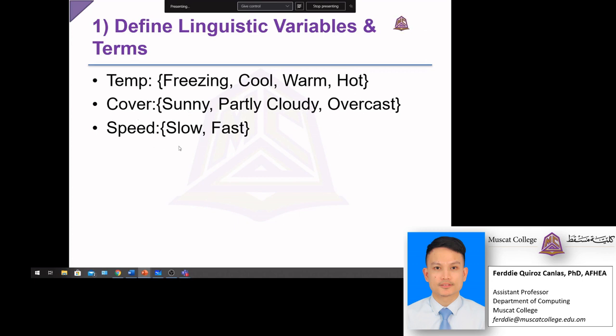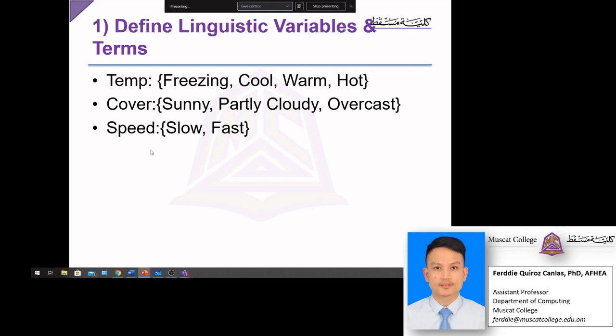Then for the cover we have sunny, partly cloudy, and overcast. Sunny means no clouds, partly cloudy means with some or few clouds. Overcast means the sky is full of cloud and there might be a tendency to rain. We know it, right? If it is sunny, there's less tendency of raining. If it is partly cloudy, there's a chance to rain or not. If it's overcast, there's a big chance of raining.